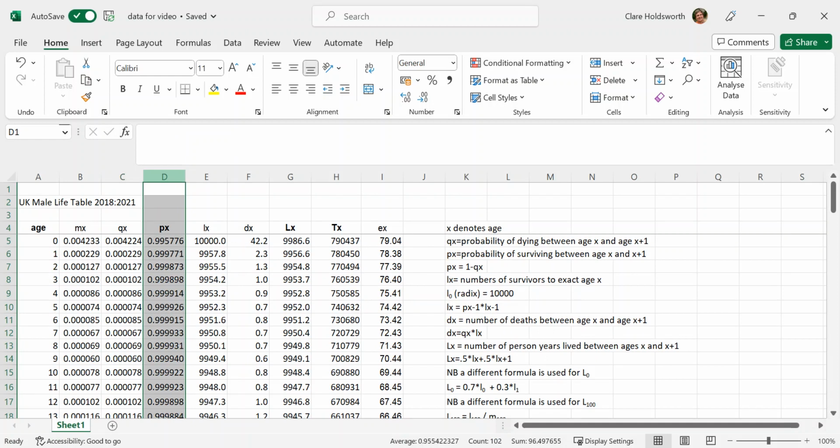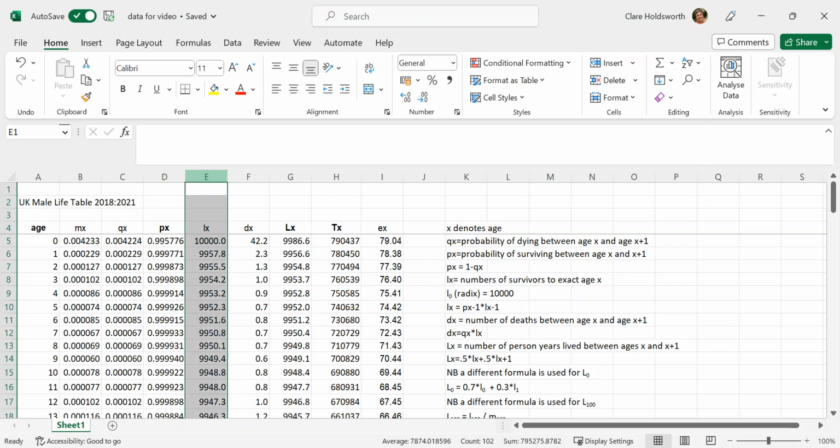The next column, the PX column in column D, is the opposite of the QX column. It's the probability of surviving between age X and X plus 1. And this is where I have my first formula. If you look up here on the ribbon, you can see the formula that's inputted here, and it's simply 1 minus C5. So to calculate that first PX value for age 0, so that's P0, it's simply 1 minus the probability of dying. It's quite simple. You either survive or die during each year. So PX is simply 1 minus QX. That's hopefully relatively straightforward to understand.